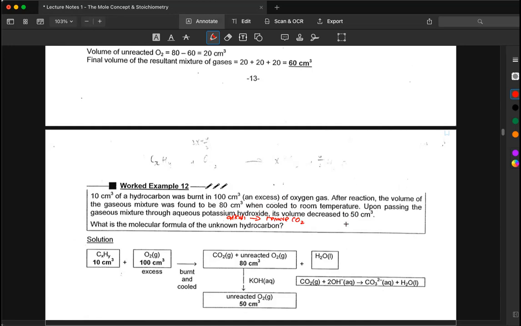So the 30 cm³ will be CO2 because you have 80 cm³ after the reaction is completed. And then after passing the gaseous mixture through potassium hydroxide, the volume decreased to 50. So the change in volume is due to the loss of CO2 from the gaseous mixture. That's how you make the deduction. So to do this question, okay, since oxygen was already in excess, so we just put that excess first.